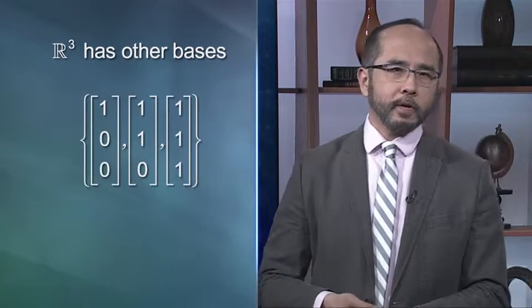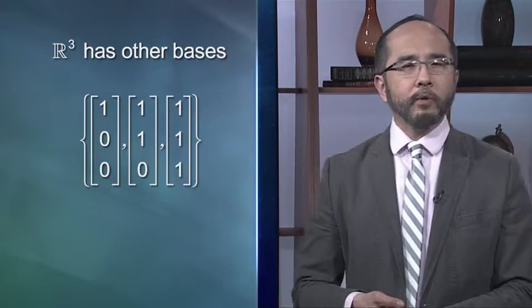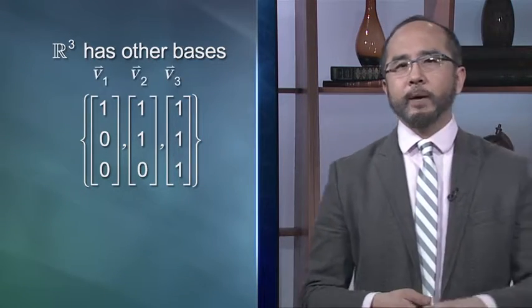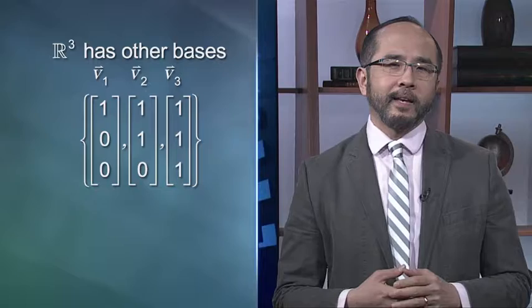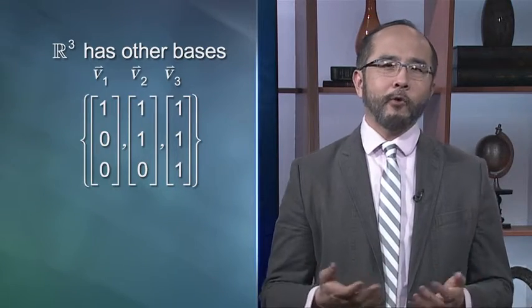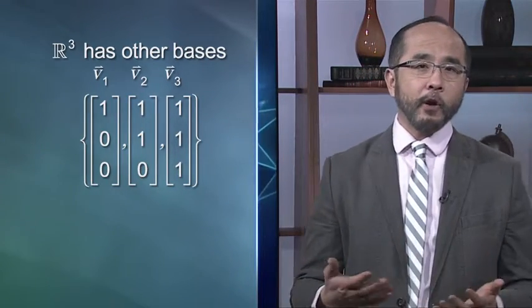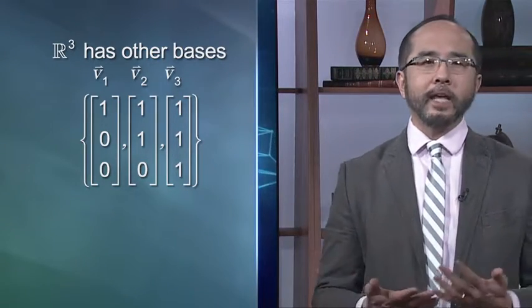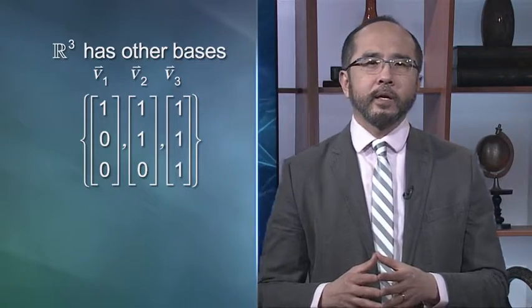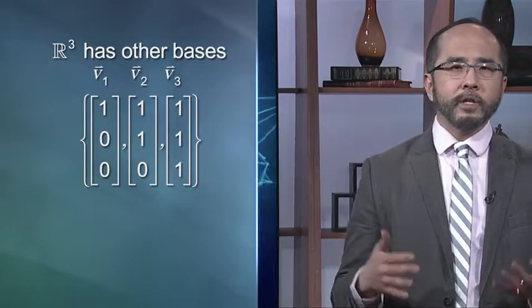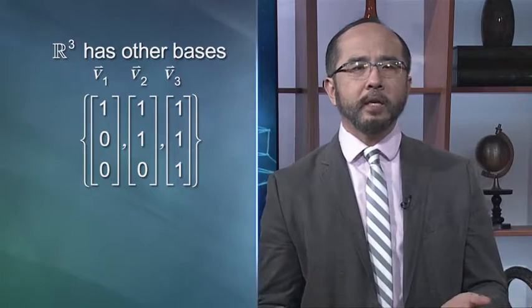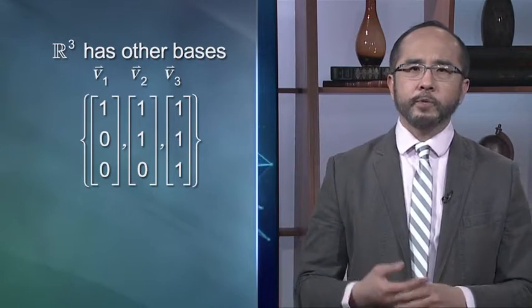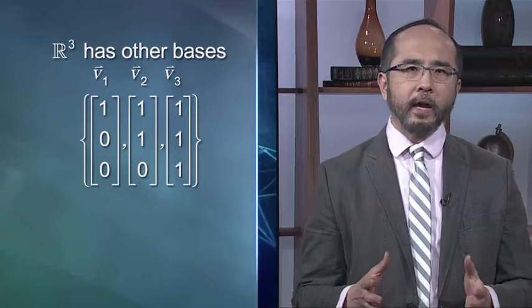But R3 has other bases. For instance, look at (1, 0, 0), (1, 1, 0), and (1, 1, 1). For simplicity, label them v1, v2, and v3. You can check that these vectors form a basis for R3 by noting that the matrix A, with these vectors as columns, is already in row echelon form. And since there is no row of zeros, the linear system Ax = b can always be solved, which means the column vectors span R3.